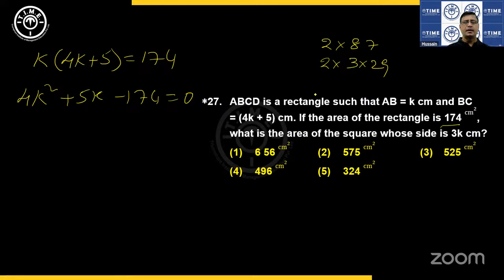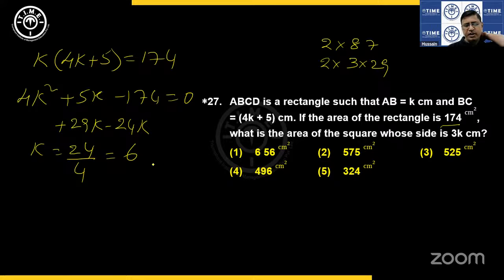Okay. Now, how to get the middle term means 2 into 3 is 6. 6 into 4, that is 24. So plus 29k minus 24k. The value of k is equal to how much? 24 by 4 is equal to 6. What are the roots here? Positive 6 and minus 29 by 4. So k value is equal to 6 here.